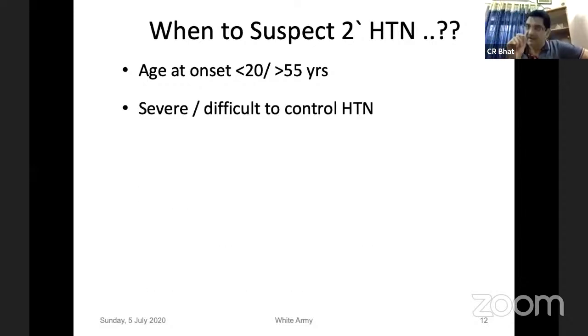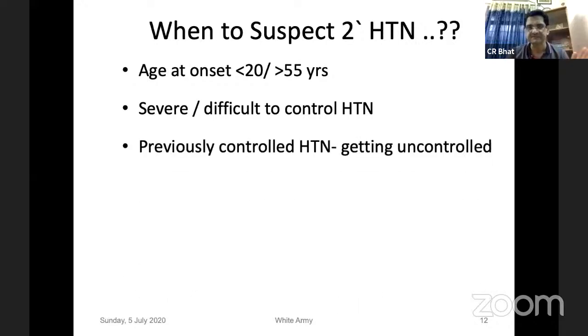Similarly, primary hypertension usually occurs between the age of 30 to 45. Now, primary hypertension is very easy to control, whereas if there is a secondary cause, like renovascular occlusion, renal artery occlusion, hypothyroidism, or pheochromocytoma, in spite of giving multiple drugs, hypertension will not be controlled. So with very severe hypertension to begin with, or difficult-to-control hypertension, you need to think that there are secondary causes.